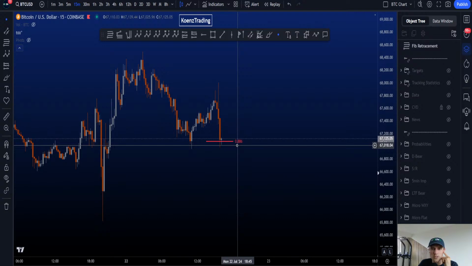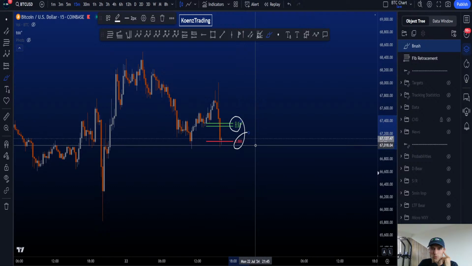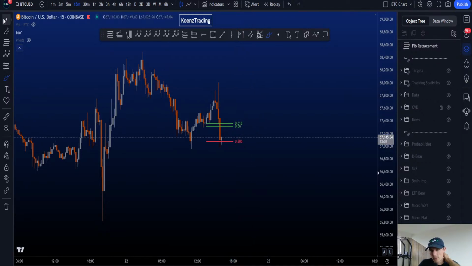After an 886 touch, it is quite common for price to move to the golden pocket, which is why I have this FIB template as well, the 886 to the golden pocket. Always interesting to keep an eye on it. So let's see.